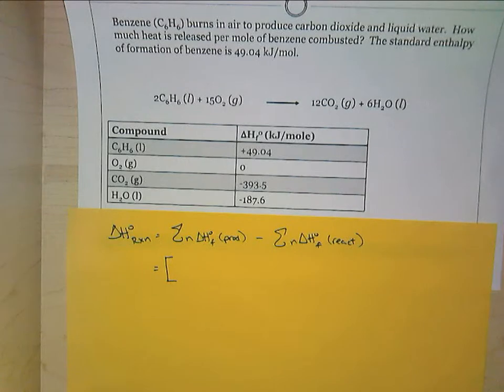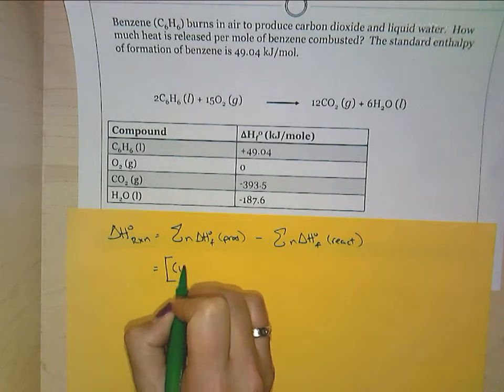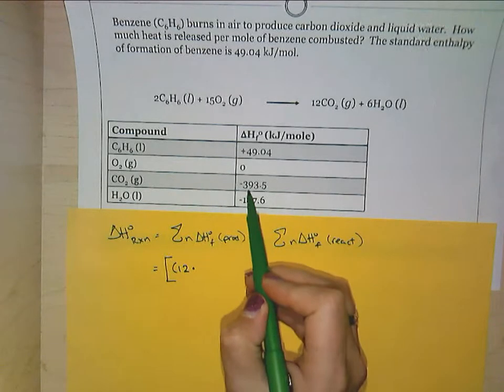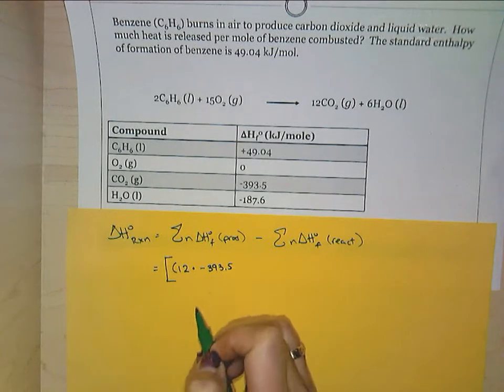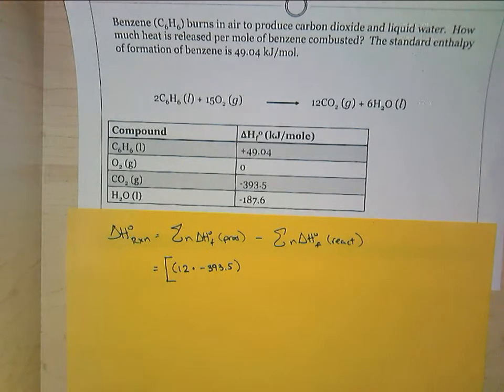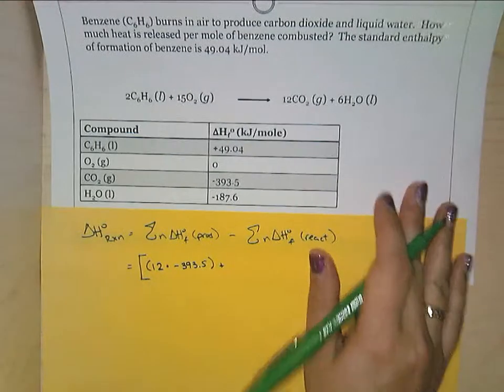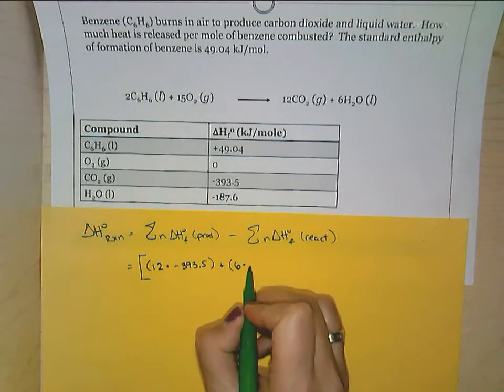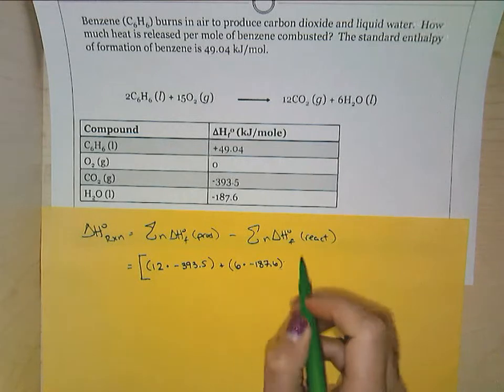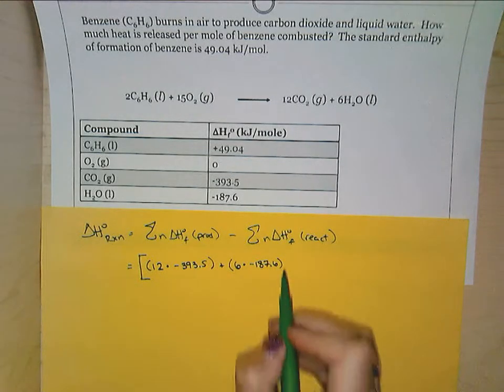So, what is one of our products? CO2. How many CO2s are in my equation? 12. So I'm going to do 12 times the heat of formation of carbon dioxide, right here. I'm going to leave off the units for now just because I don't have a lot of space. But keep in mind that it's kilojoules per mole. Okay, what's the other product? Water, right? And I have 6 waters. And water is right here. Negative 187.6. Do I have any other products? Those are it. So I can end my bracket.